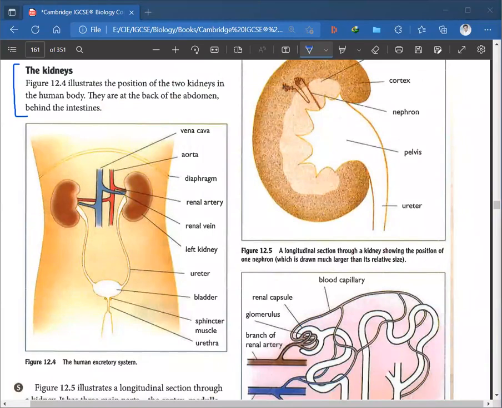After that, you have that. Now, where are they located? They're located at the back of the abdomen. That's what you need to know. Where are they located? Back of the abdomen, behind the intestines. So you don't have to write this down. We'll do questions on this later. But this is where they're located, and you should be able to find them because these are the only bean-shaped organs in our body. Fine.